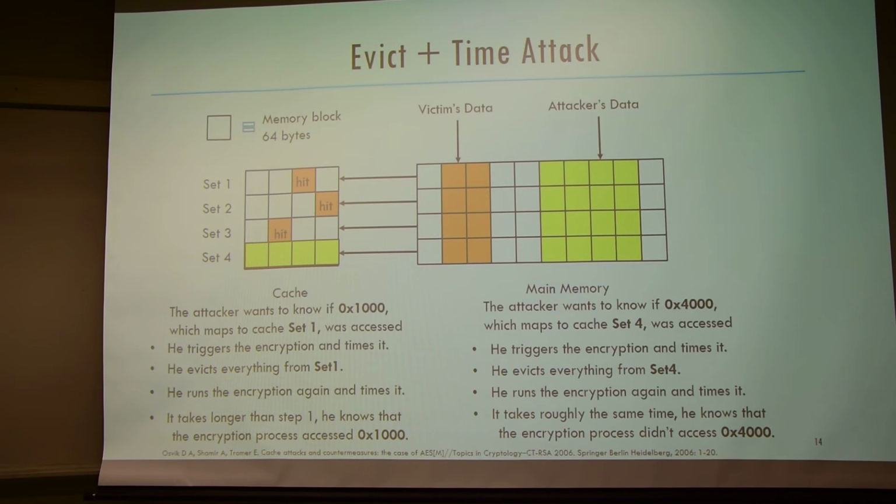So actually, by this strategy, I can know the virtual address of the victim data. I just simply go through each cache line, trying step by step, until I find this one, and then I know the address of the victim data.